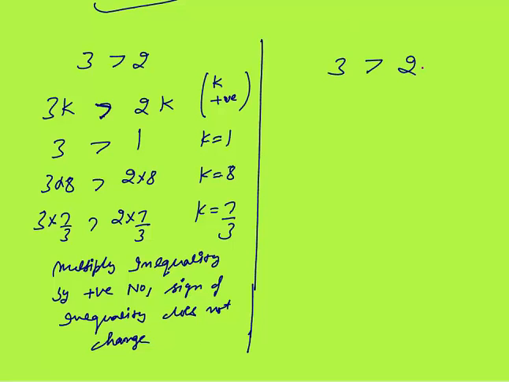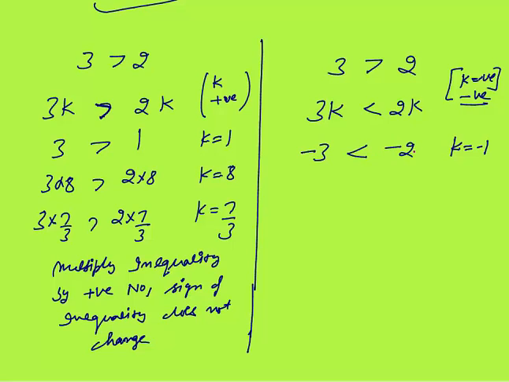3 is greater than 2. 3k would be less than 2k if k is negative. The sign of inequality changes if you multiply both sides of the inequality with a negative number. Here k is a negative number. For example, if k is minus 1, then minus 3 would be less than minus 2. Or k as minus 5: 3 into minus 5 would be less than 2 into minus 5.